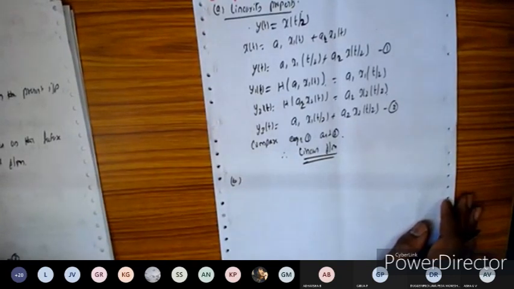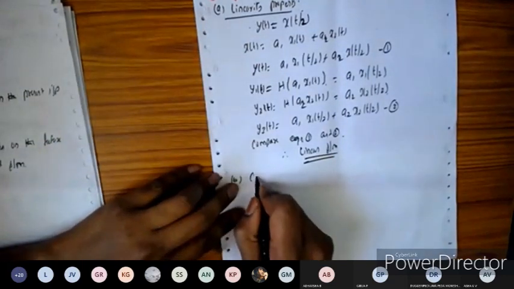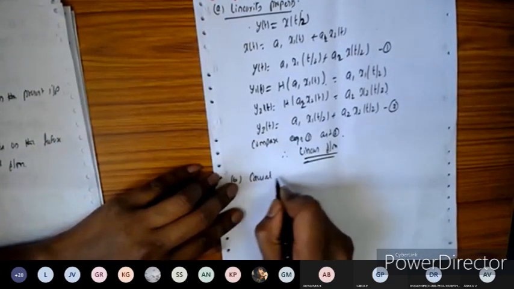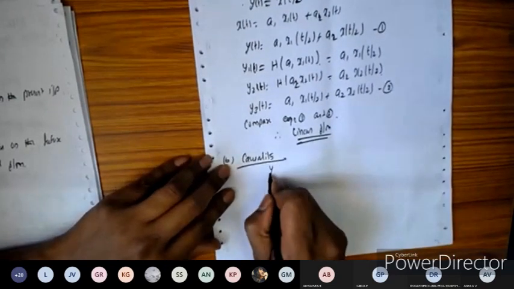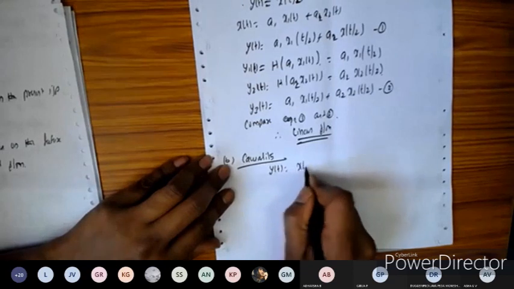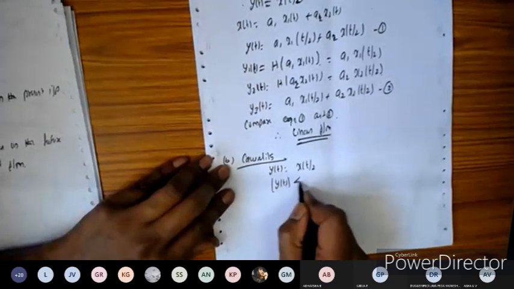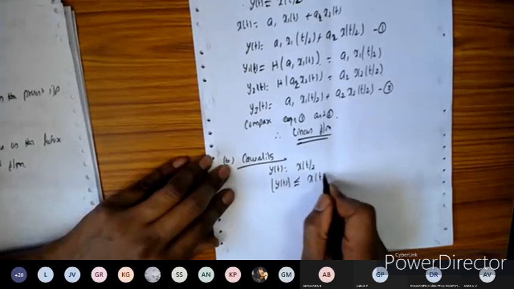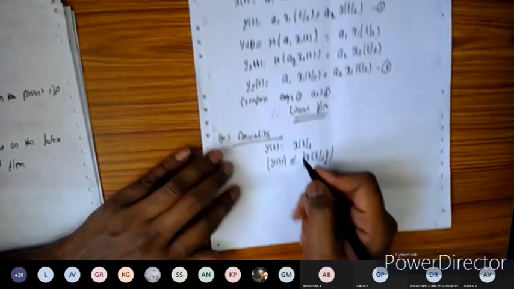Then the next one is causal. So obviously this will be the causal system. For verifying the causality, let us consider a system y of t is equal to x of t by 2. Consider the magnitude of that one. Whenever you consider the magnitude, it will become less than or equal.